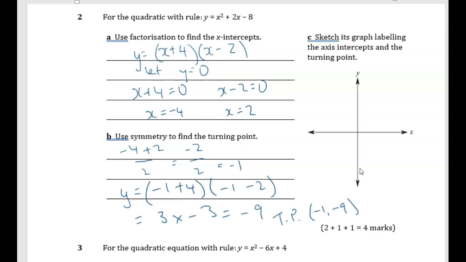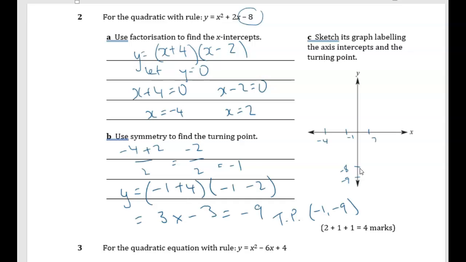All right, so let's plot these on. When you're in expanded form, your constant is your y-intercept, so my y-intercept is going to be at negative 8. Turning point is at y equals negative 9, so I'm going to put that on, and negative 1. My x-intercepts are at negative 4 and 2.